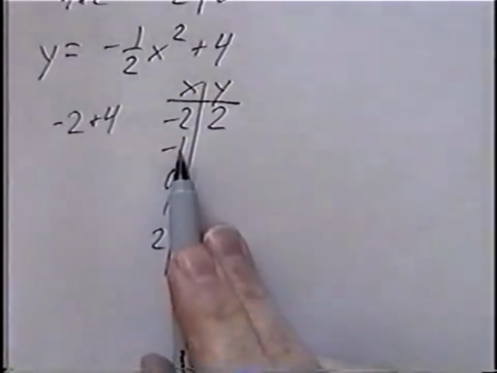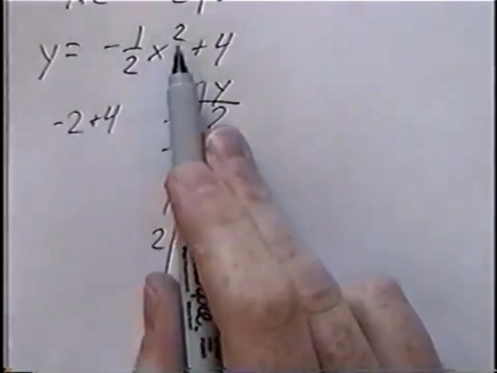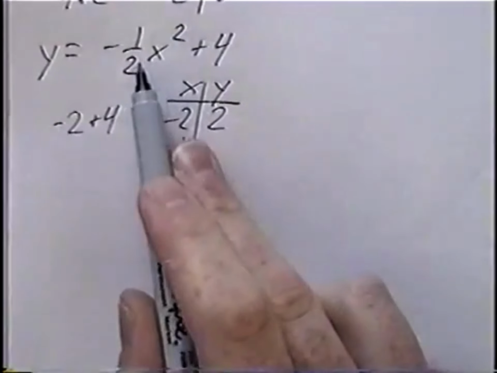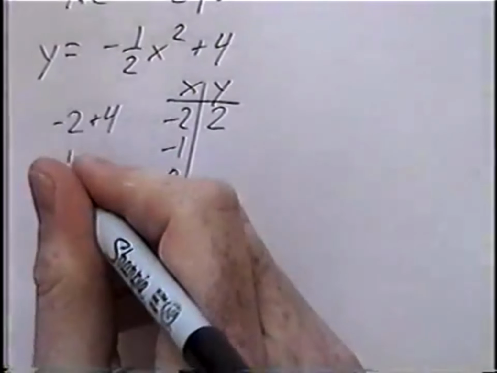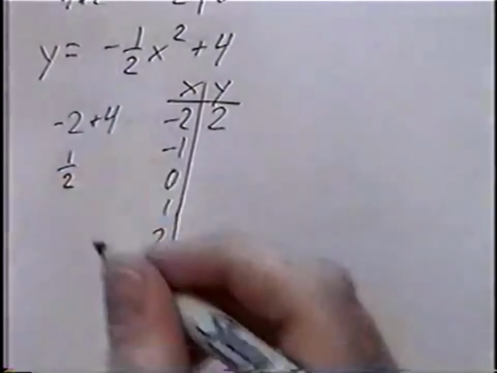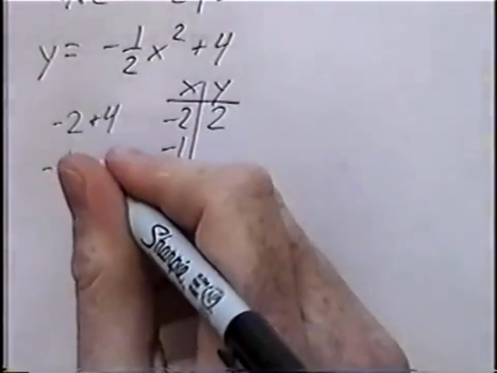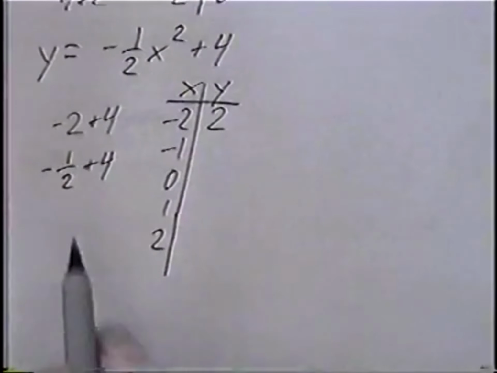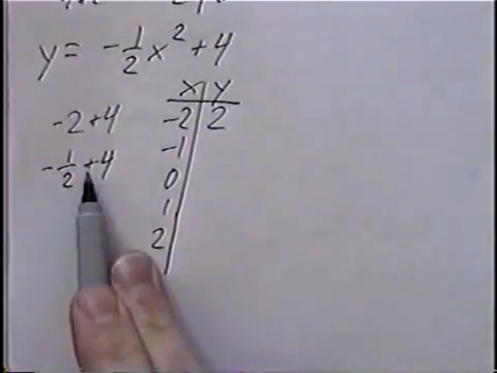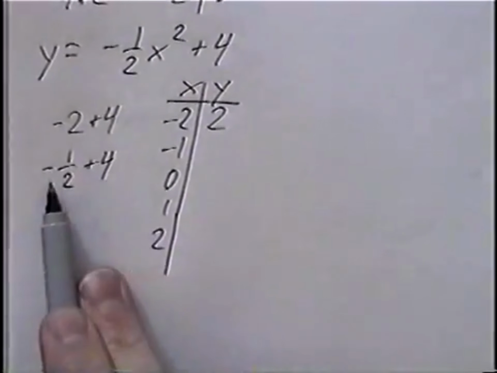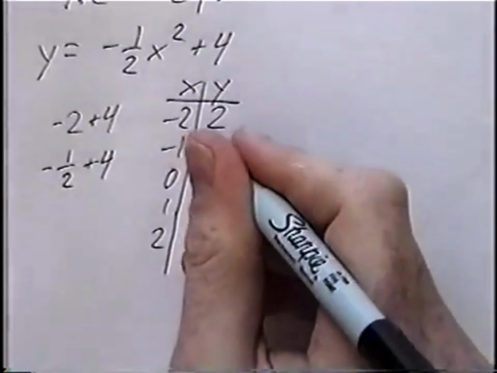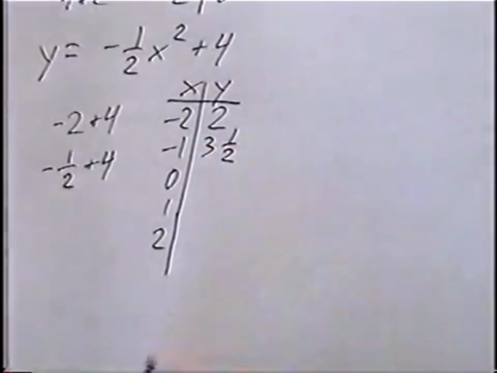Same steps for the next number. -1 squared. -1 squared would be +1. Half of 1 would be 1/2. It is negative also, so we're subtracting. And we have +4 on the end. -1/2 plus 4 is the same as 4 minus 1/2, which we can make that 3.5.